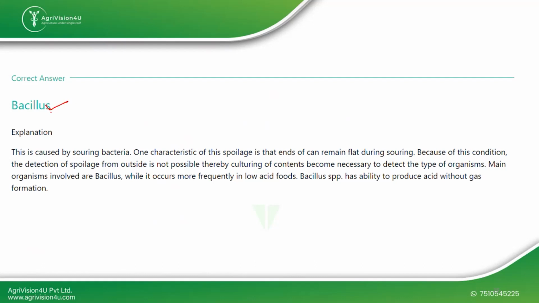Bacillus is going to be responsible for this, because the characteristic of this type of spoilage is, at the end of the processing, your can will remain flat. During the souring process, your can will remain flat, and because of this condition, you cannot detect the spoilage from outside. By seeing the can, you cannot detect the spoilage. So you have to culture the content present in the can. You will take this out, culture it in the petri plate, then observe the growth of the colonies. The main organism responsible is Bacillus. In low acidic food, the Bacillus growth is widely seen. So that's why the answer is Bacillus.